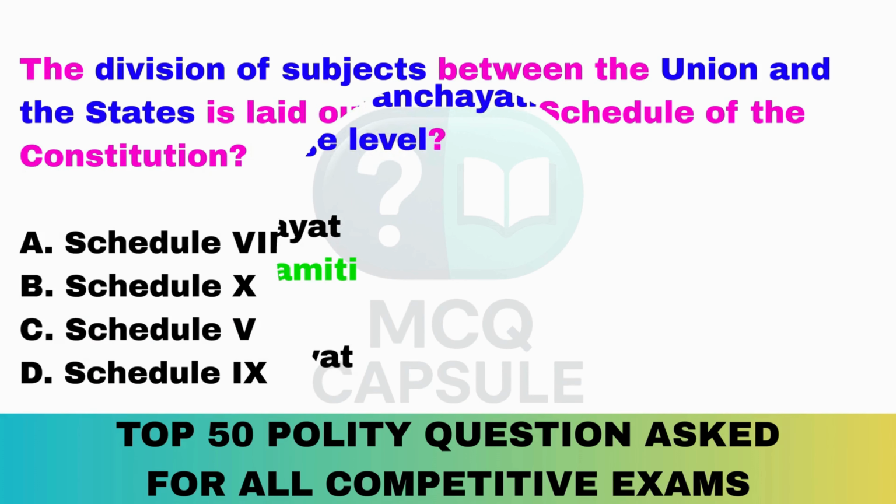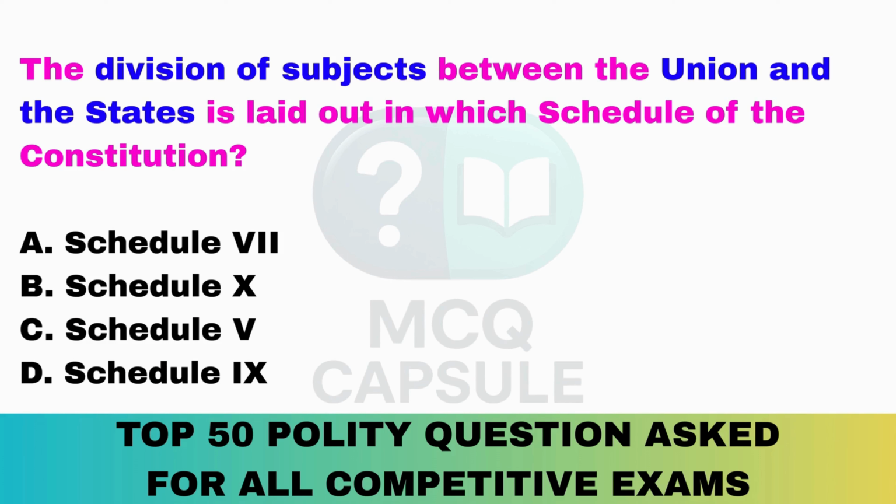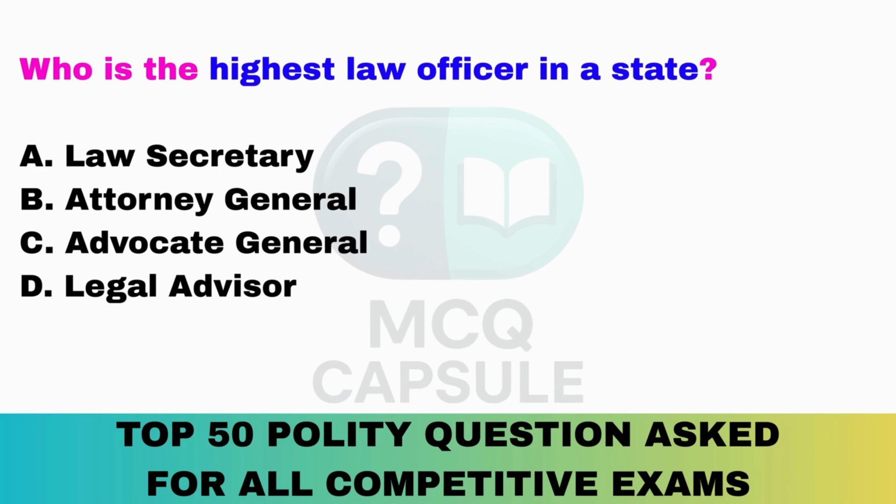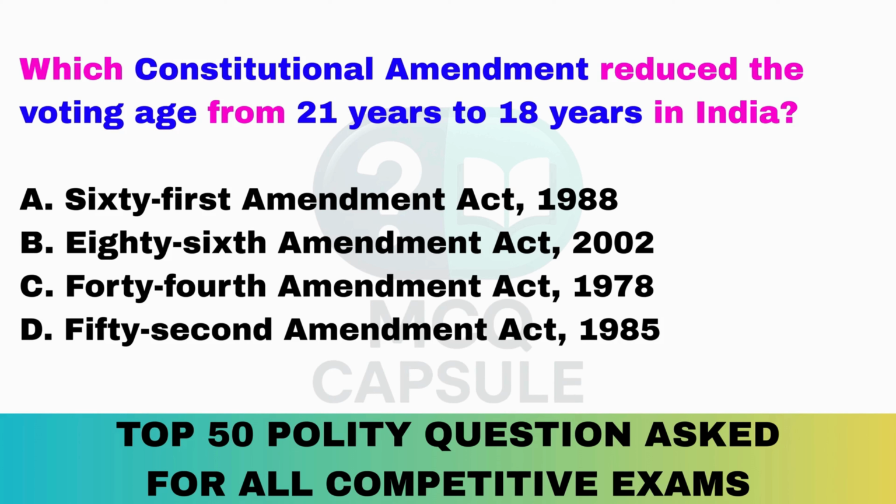Panchayat Samiti. The division of subjects between the Union and the states is laid out in which schedule of the Constitution? Schedule 7. Which body recommends the distribution of tax revenue between the centre and states? Finance Commission. Who is the highest law officer in a state? Advocate General. Which constitutional amendment reduced the voting age from 21 years to 18 years in India?